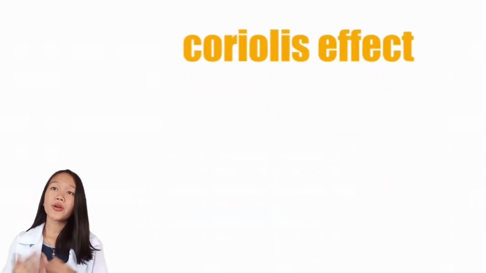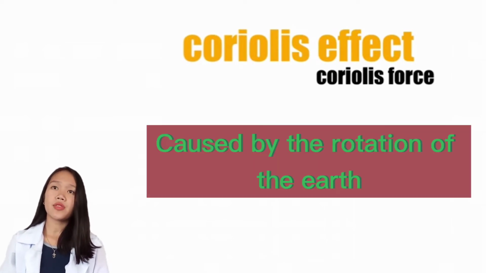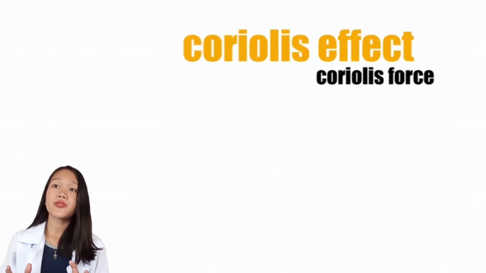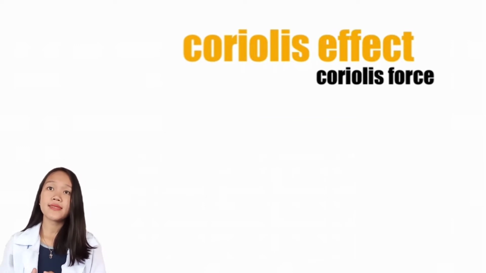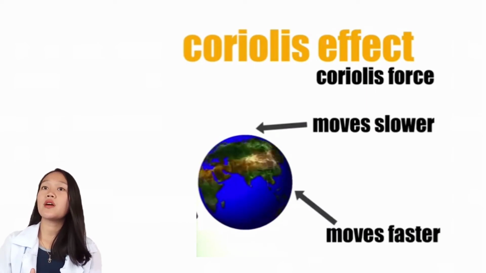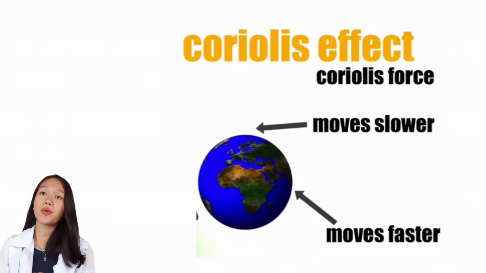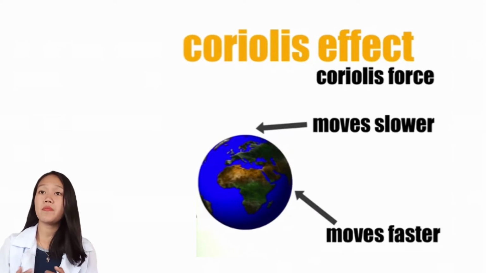Coriolis effect or Coriolis force. This is caused by the rotation of the Earth. The Earth rotates faster around its equator than it does at its poles. This is because points near the equator of the Earth have farther to travel in a day or in a 24-hour period than points closer to the poles.